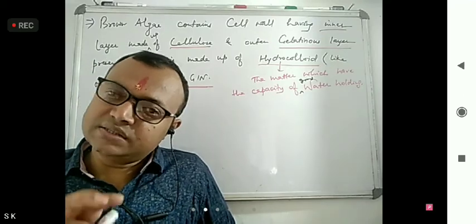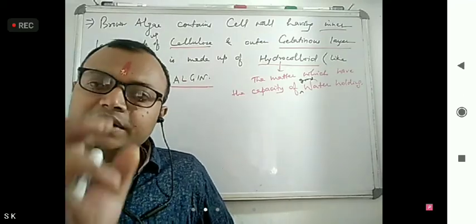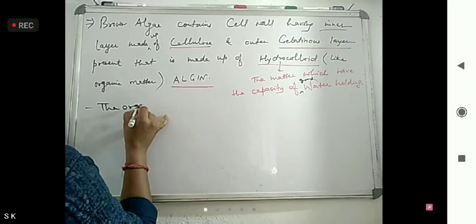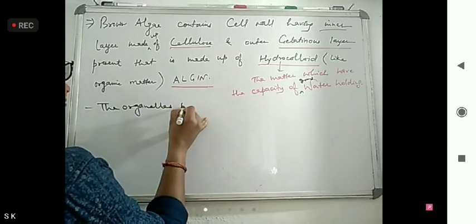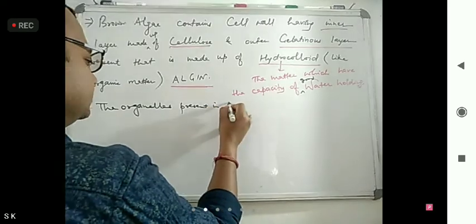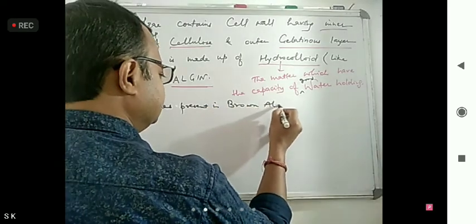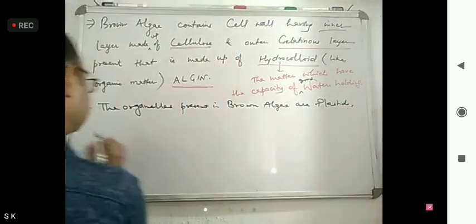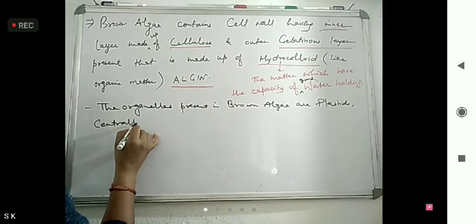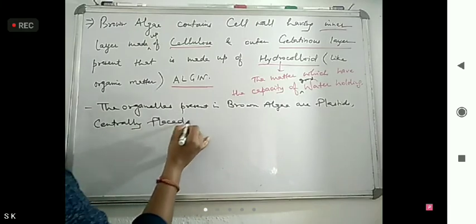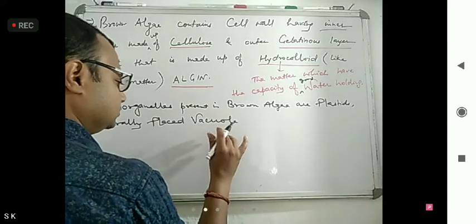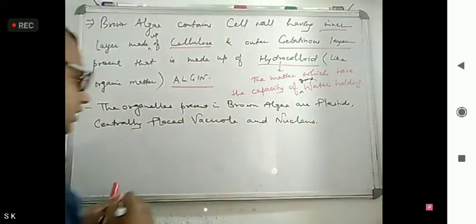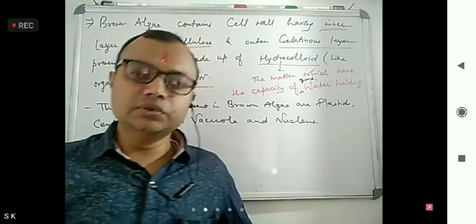Chloroplast, centrally located vacuole, and nucleus. So the organelles present in brown algae are plastids, centrally placed vacuole, and nucleus. So these are the organelles present in brown algae.